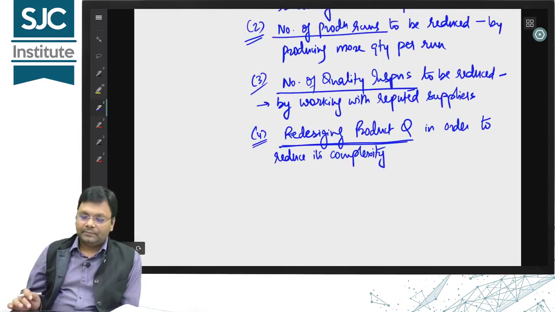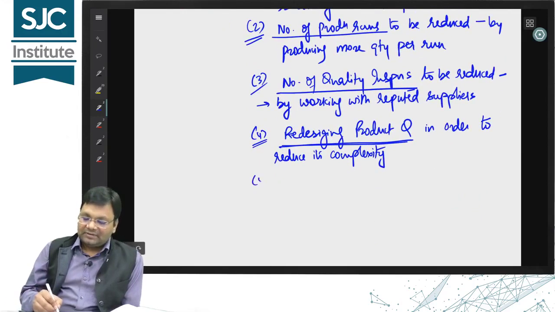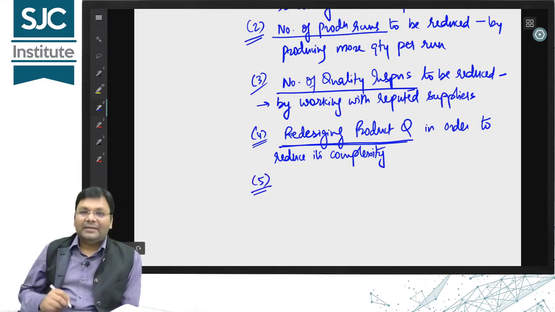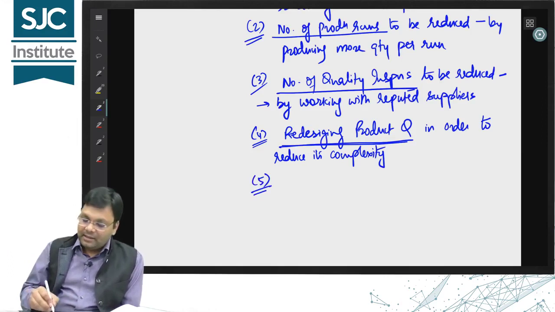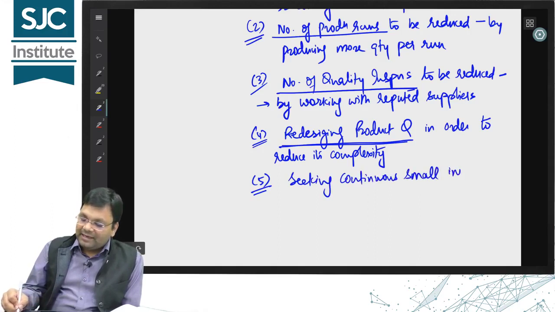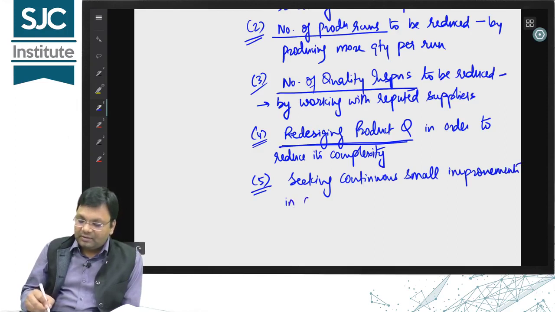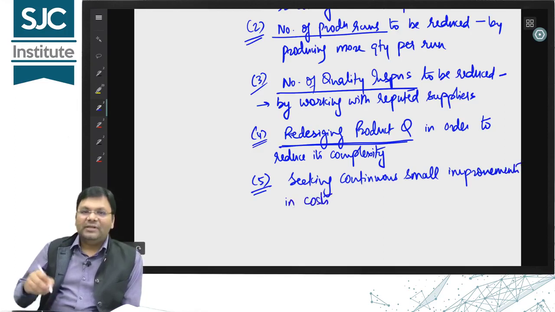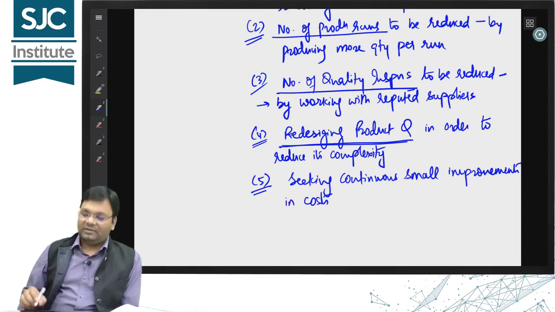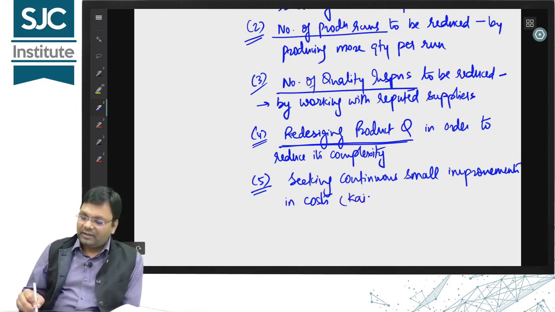Sometimes it might be that there is no possibility of doing all this whatever you have recommended. So we can also say seeking continuous small improvements in costs. It might be that currently there is no possibility to reduce the cost. So gradually we will reduce some portion of the cost. We also call this continuous improvement Kaizen.